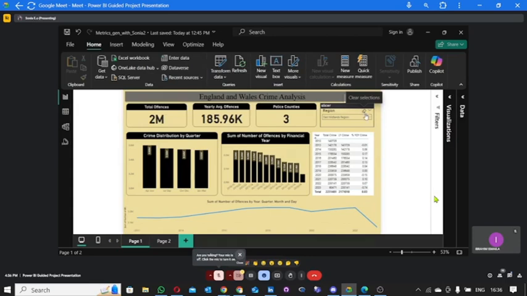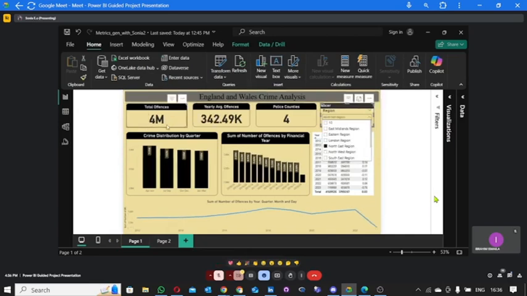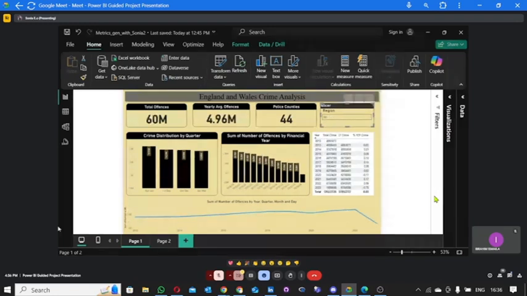I'm going to select another one, the North East region. And you see in the North East region they have 4 million total number of offenses. And then you see the average, the year average, and the number of police counties, which is just 4, and so on and so forth. So I'm going to just move to my next page.